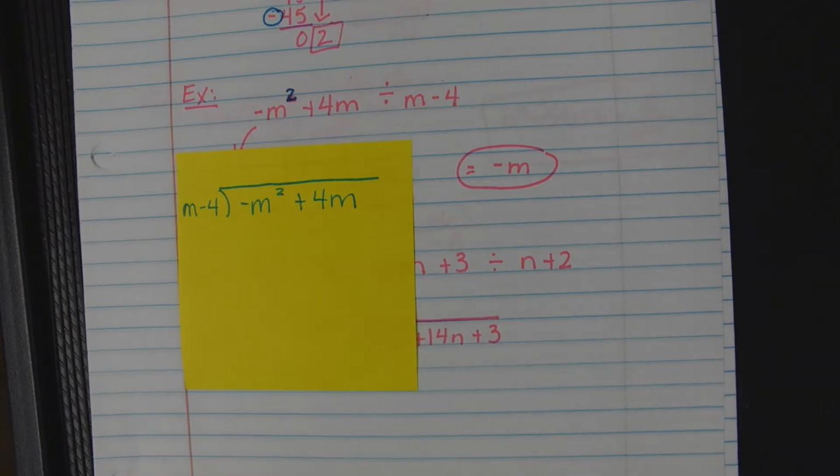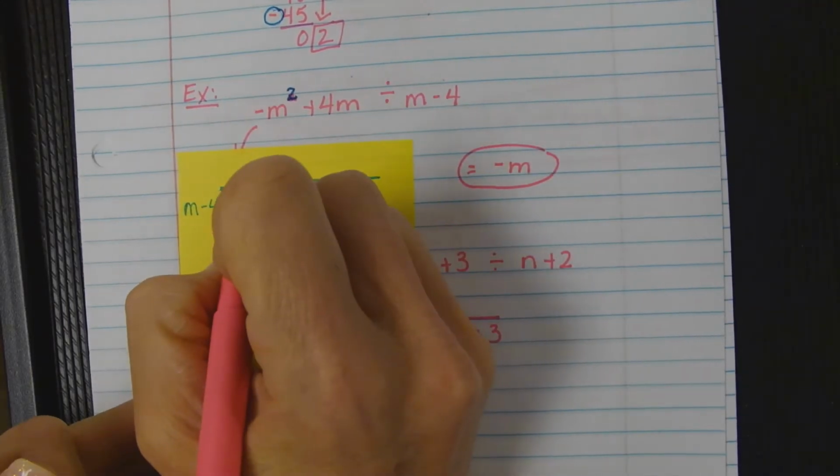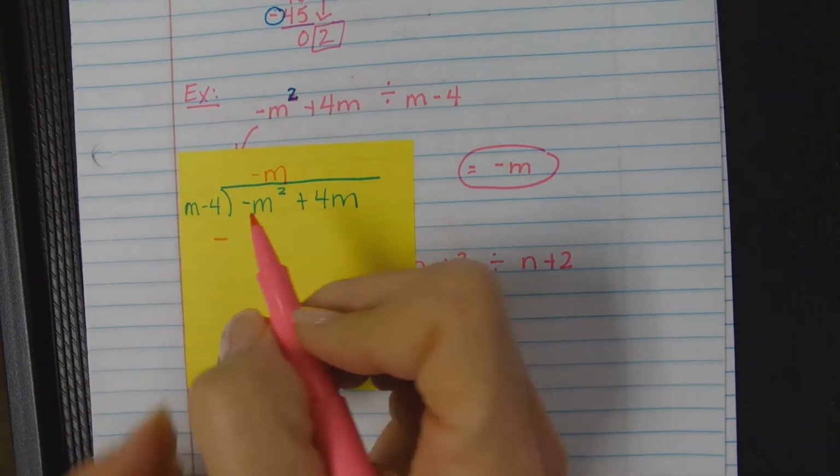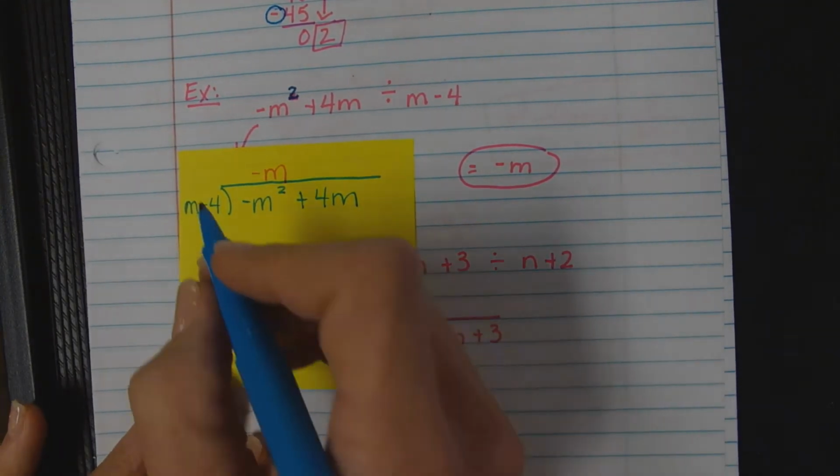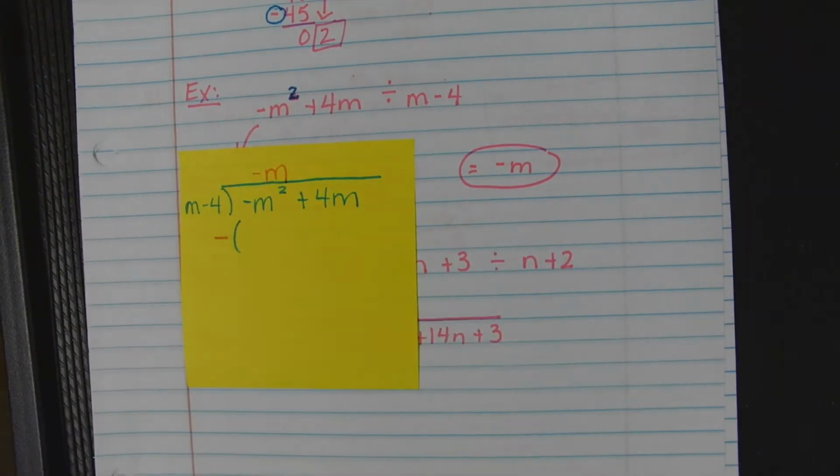Negative m. So you're going to say negative m minus, right? This is where we subtract. And I'm doing parentheses because this is a binomial. You need to get in the habit of doing this, okay? So now we just distribute.